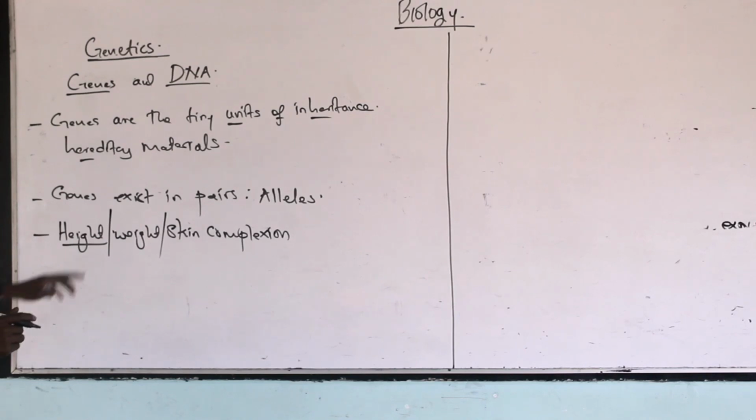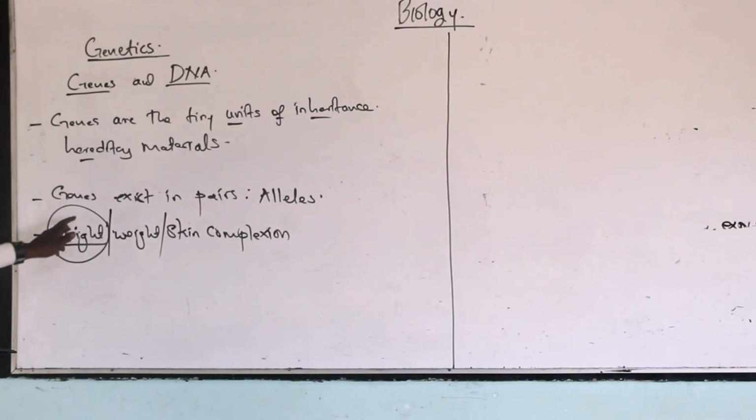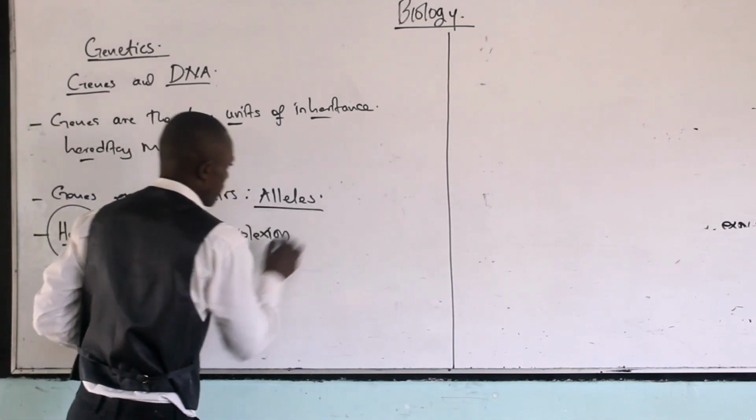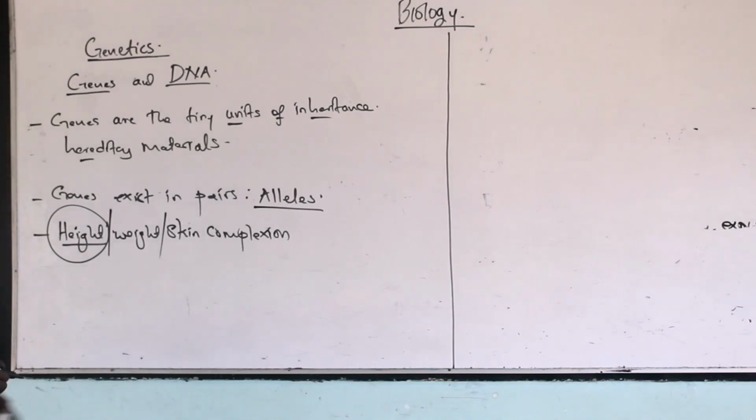I want you to understand that certain characteristics are also influenced by the environment. But in most cases it is about the genotype of the organism. I want us to focus on this trait, height. So this height, you will inherit from your parents. And how is it carried? It is carried by the genes. These genes exist in pairs, and such pairs of genes, we call them alleles.